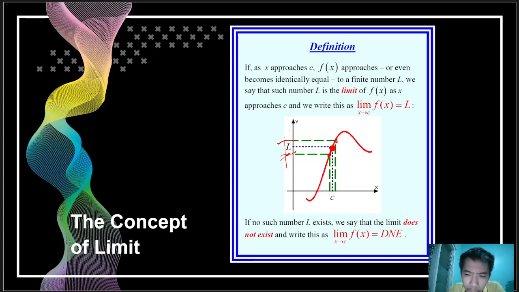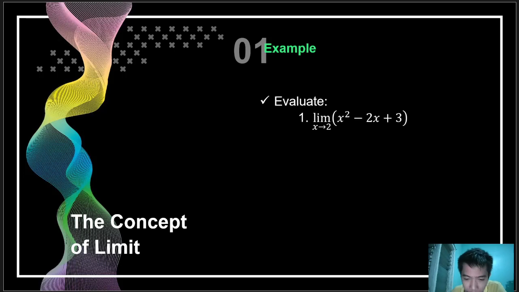Okay, to fully understand the theory of limit, basing on the definition that we have had, let us try this example. Evaluate the limit of x squared minus 2x plus 3 as x approaches 2. So we'll try to evaluate the limit of x squared minus 2x plus 3 as x approaches 2.